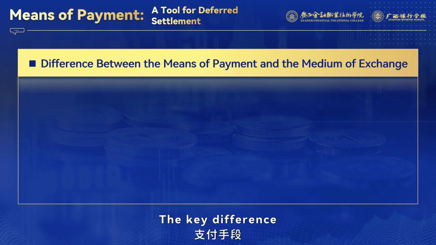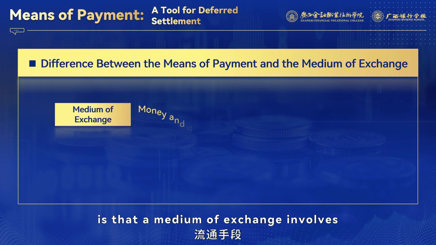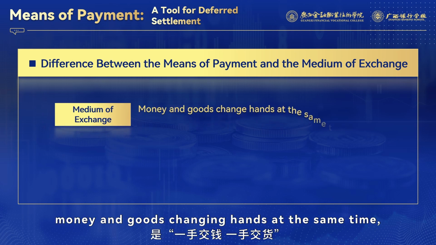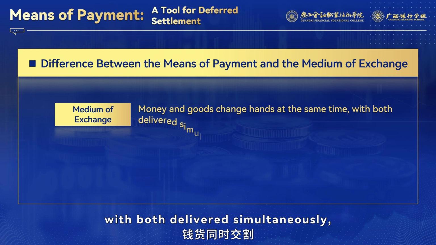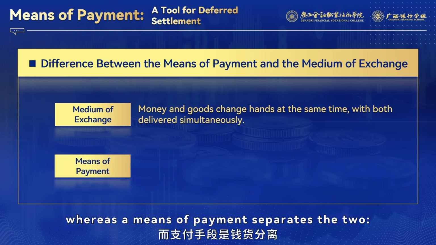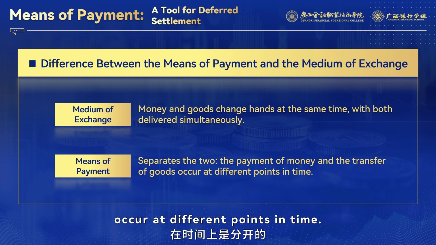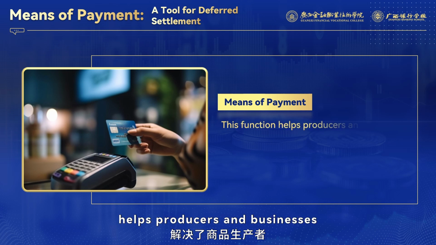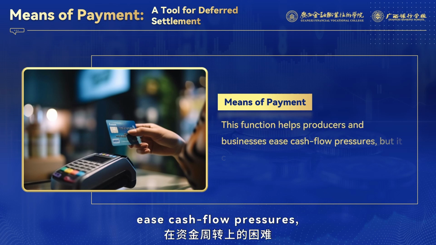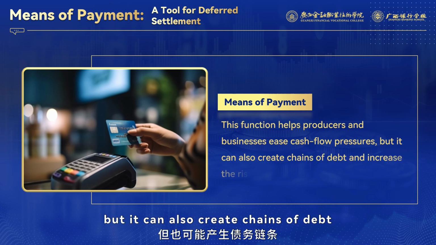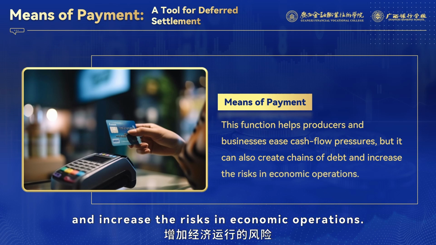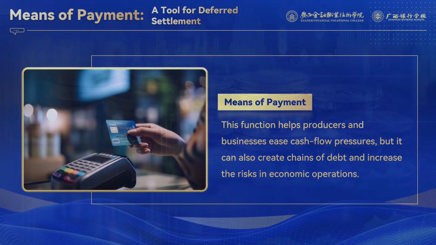The key difference between the means of payment and the medium of exchange is that a medium of exchange involves money and goods changing hands at the same time, with both delivered simultaneously. Whereas a means of payment separates the two, the payment of money and the transfer of goods occur at different points in time. This function helps producers and businesses ease cash flow pressures, but it can also create chains of debt and increase the risks in economic operations.